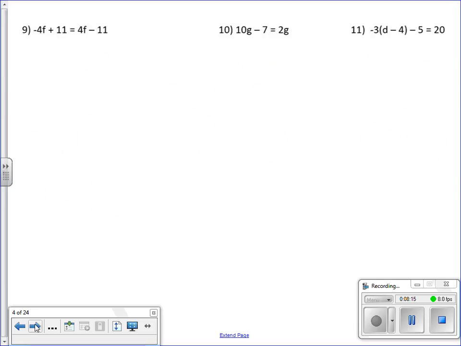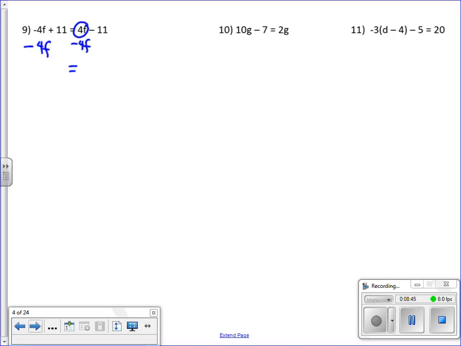Okay, on this one here, we need to combine our like terms and move all of our like terms to one side. So I have negative 4f on the left-hand side, and I have a positive 4f on the right-hand side. Well, I'm going to move this one over. That's what I want to get rid of, because if possible, we want to keep all of our variables on the left-hand side. So I'm going to put my equal sign here. I'm going to subtract 4f from here, which means I'm going to subtract 4f from here.